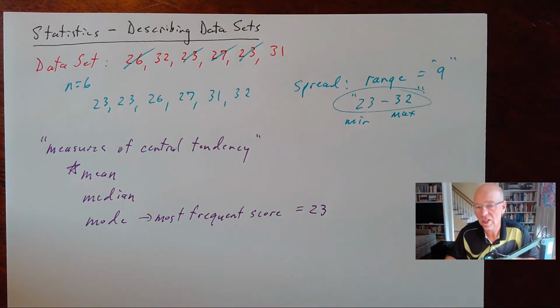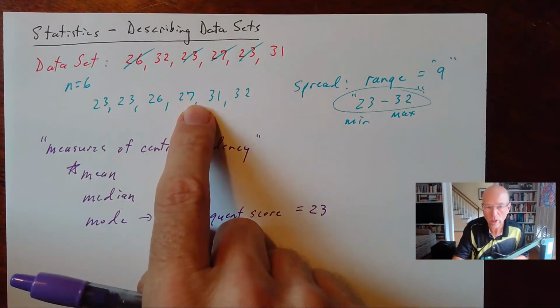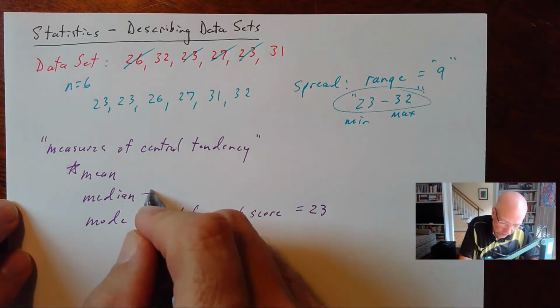You can also have ties for modes. Like if I had 2 23s and also 2 27s, then I would have 2 modes. I'd have 23 would be a mode and 27 would be another mode. All right. Let's switch to medians.